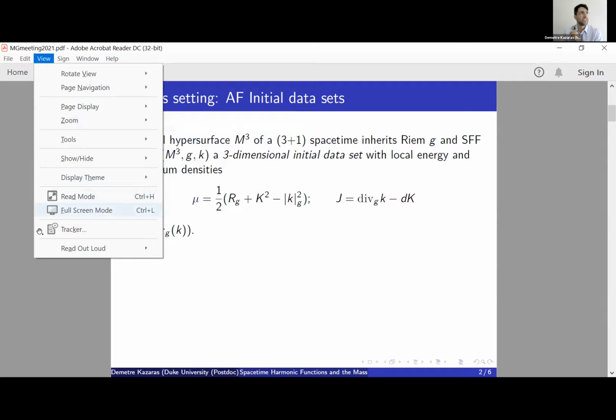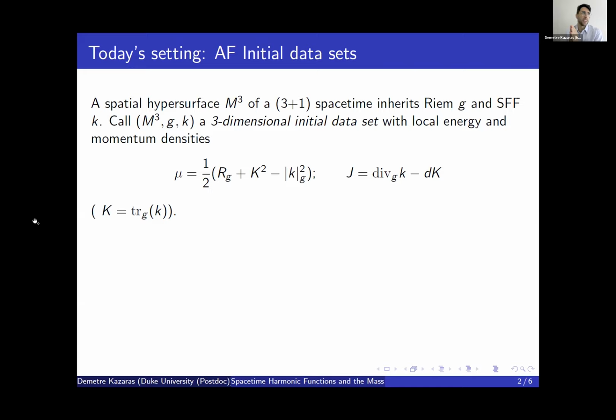Okay, so here's the setting. We have some spatial hypersurface of a Lorentzian four-manifold M, and this gets a Riemannian metric g and a second fundamental form K. Then we throw away the Lorentzian manifold for the time being, and we just study this triple of data: a three-dimensional manifold, a Riemannian metric, and a symmetric two-tensor which represents the second fundamental form, called an initial data set. You can use the Gauss-Codazzi equations to relate the curvature of the four-dimensional spacetime to the three-dimensional one, and you can write the energy and momentum densities just in terms of the geometry of (M, g, K), like so. Here I use R for scalar curvature.